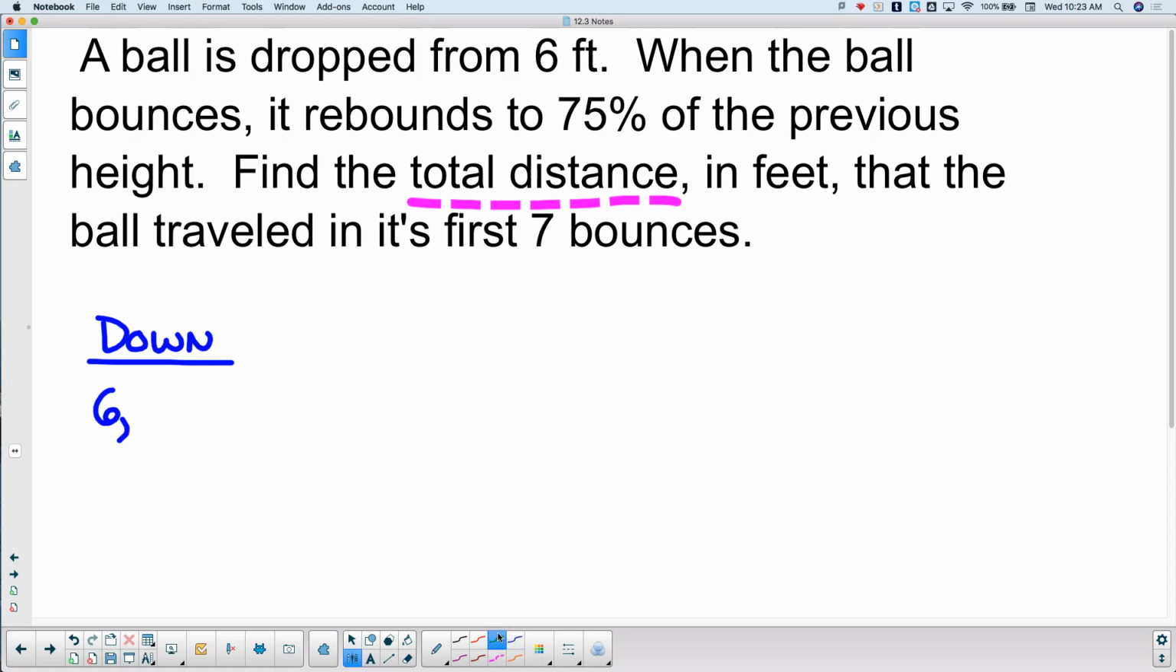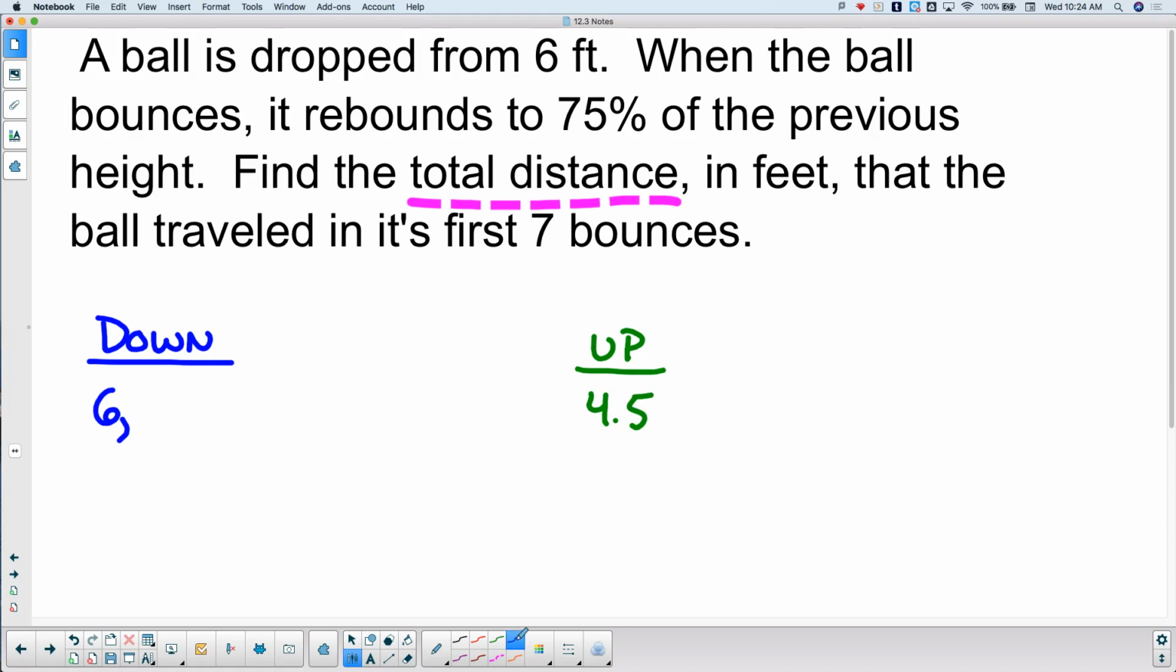Then it travels up. How far up does this particular ball travel? 4.5 feet? Yep. How'd you get that? 75% of the previous height, right? Okay. So 6 times 75% or 0.75 is 4.5. So it travels up 4.5.